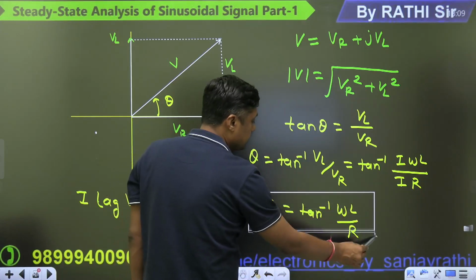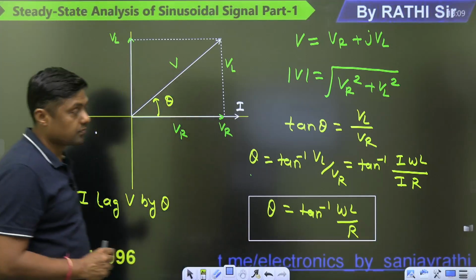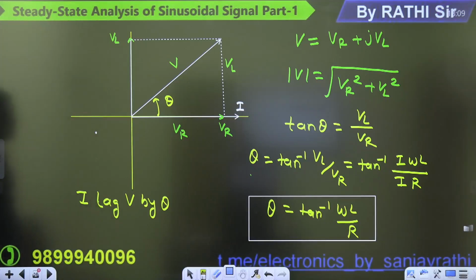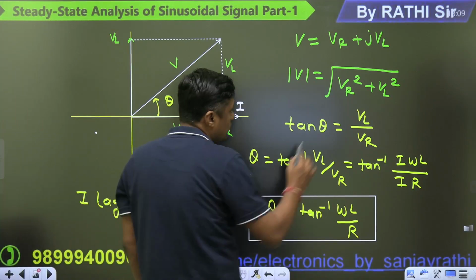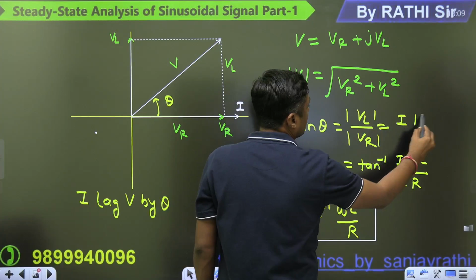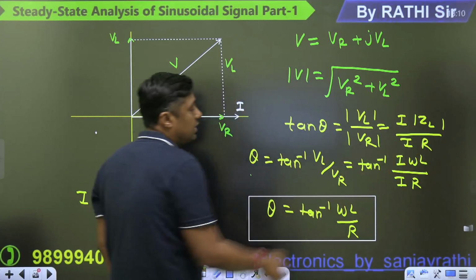Is it clear? Tan inverse of omega L by R, because VR we can write as IR, and VL we can write as I into omega L, the magnitude of impedance of the inductor. Is it clear now? I cancels, so it is ZL by R.